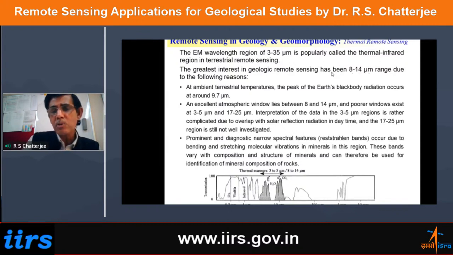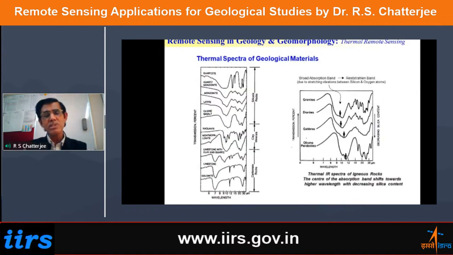And why 8 to 14 micrometer? Why not 7? Why not 15 or 16? Because in 8 to 14, there is an atmospheric window. So you see here, this is 8 to 14 and this is 3 to 5. So 3 to 5 and 8 to 14 micrometer are the atmospheric windows there. And 8 to 14 is very important for thermal sensing of the Earth's surface. Except for certain high temperature objects like volcanoes, coal fires or forest fires, where you need shorter wavelength data.